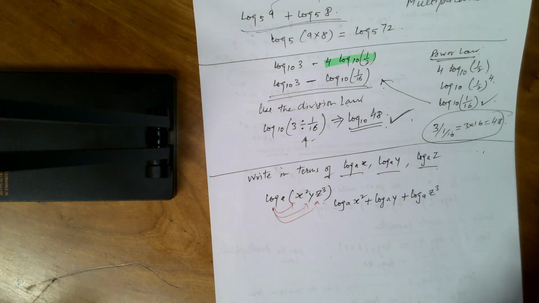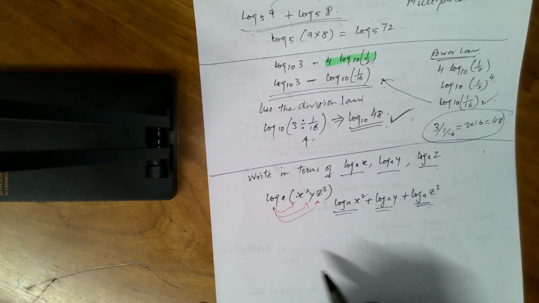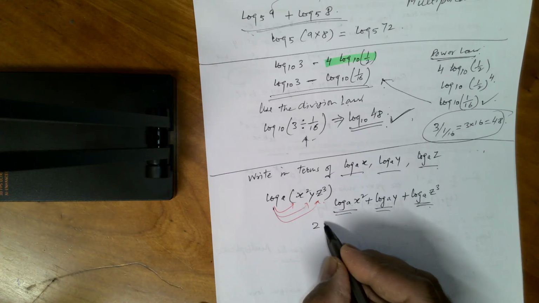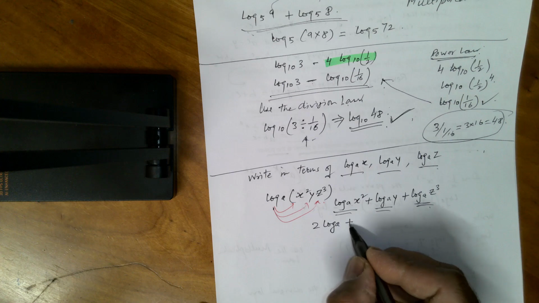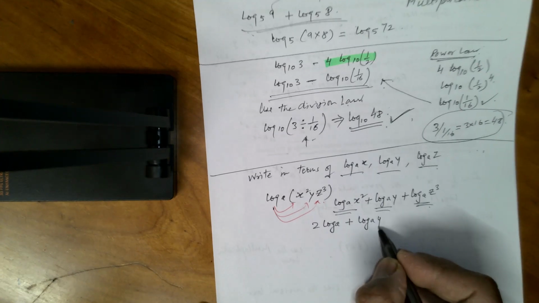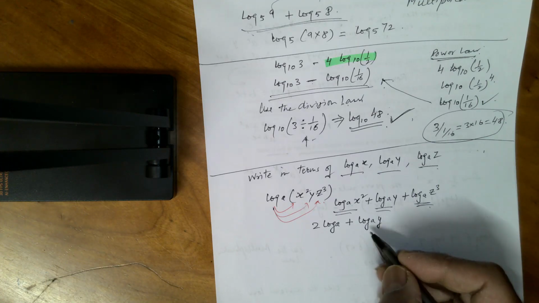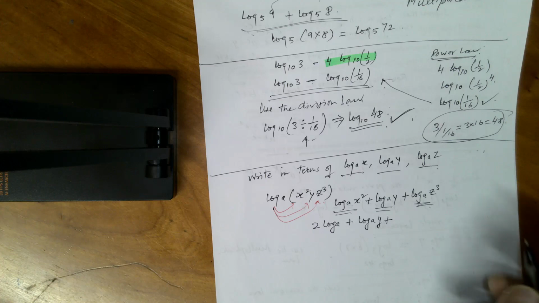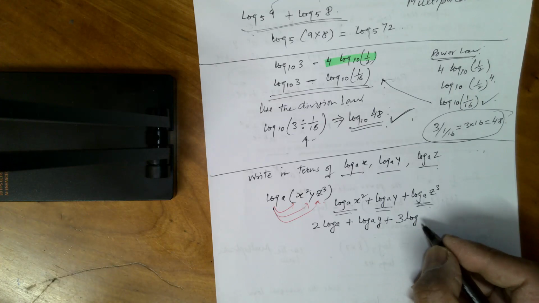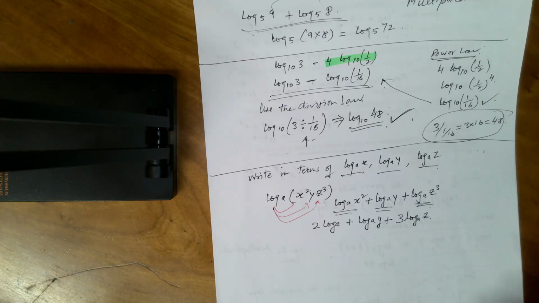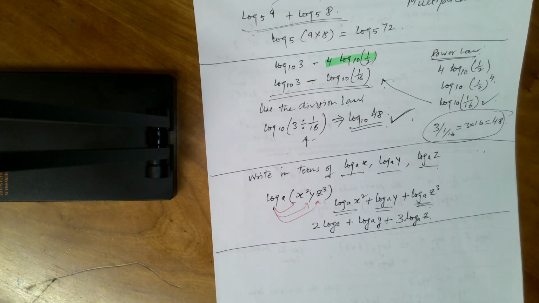And this can be written as 2 log in base a of x, plus, here you already have the logarithm of y to base a, plus here you will have 3 logarithm of z with base a. Okay, so we can write something like this, right?